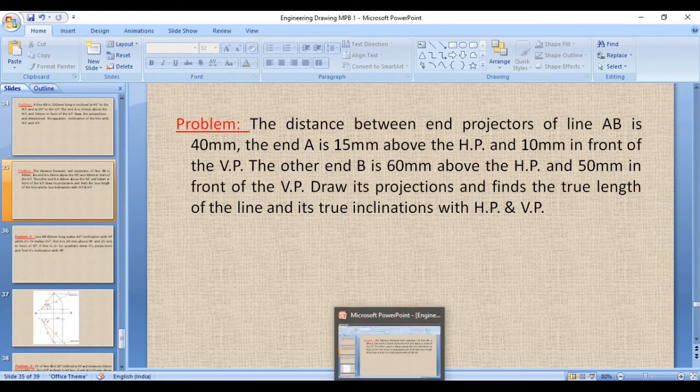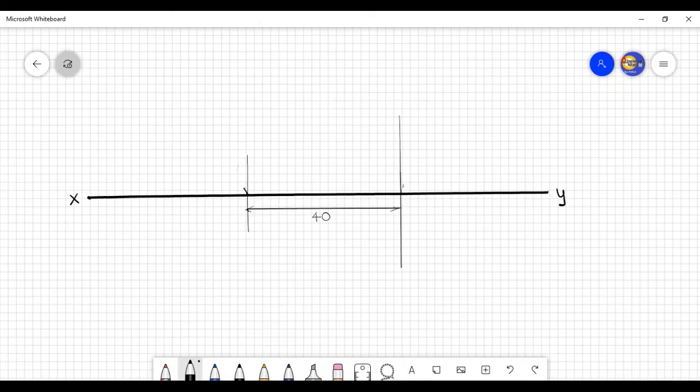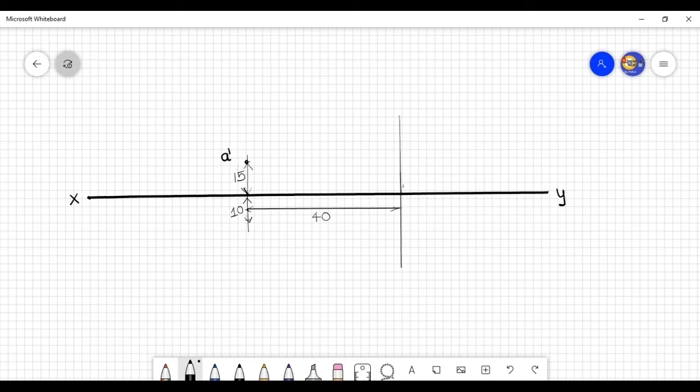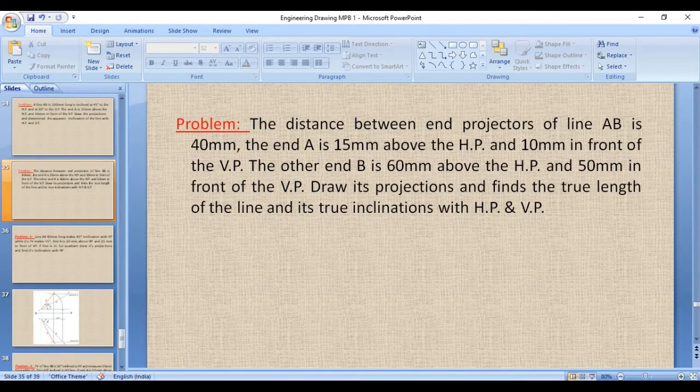Now what is another condition we have? The condition for point A is given, that it is 15 mm above HP. So let's say this is the 15 mm above HP, that is above the XY line, and 10 mm in front of VP. In that way we will locate the A point in the top view, and A dash in the front view.